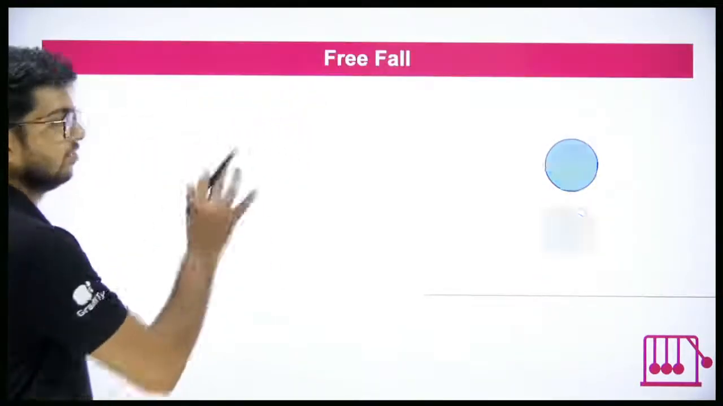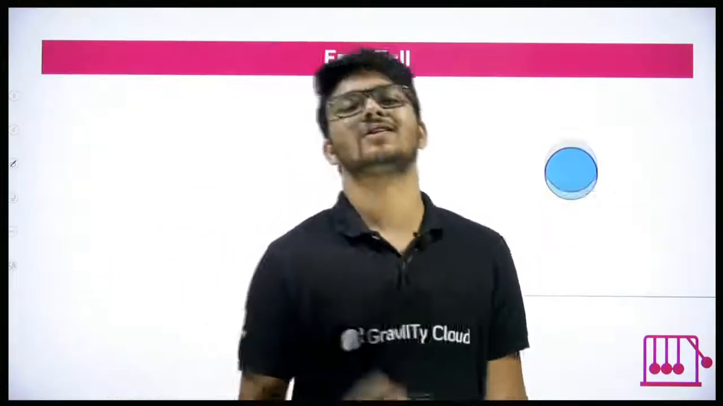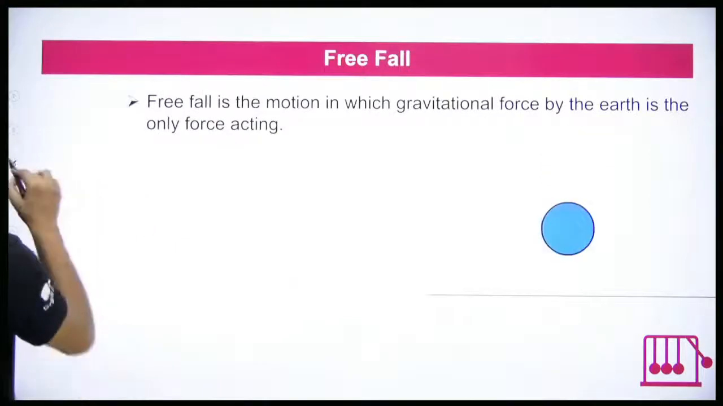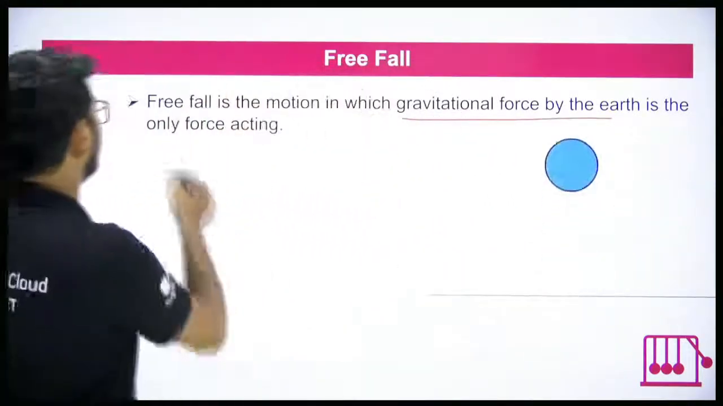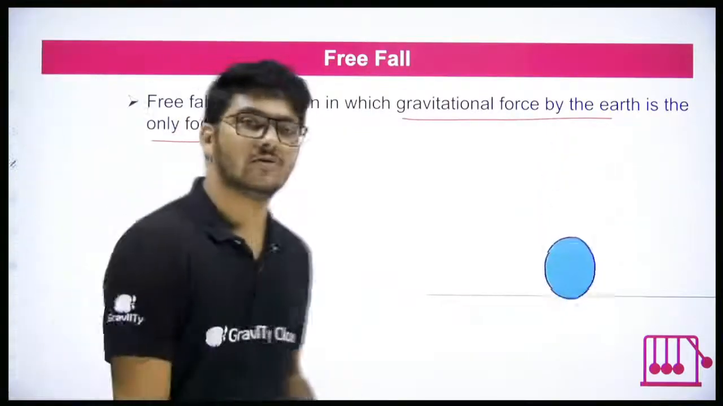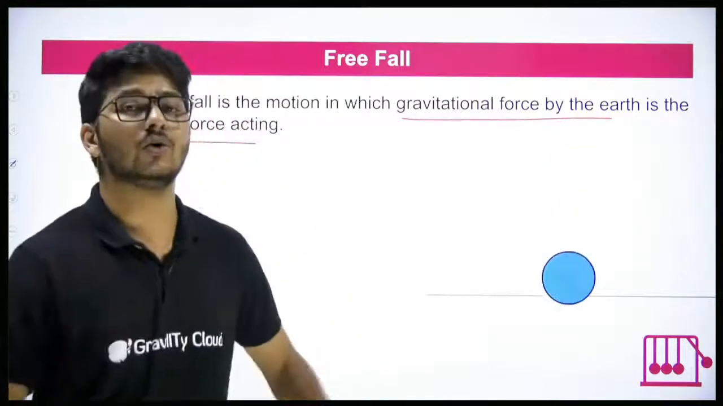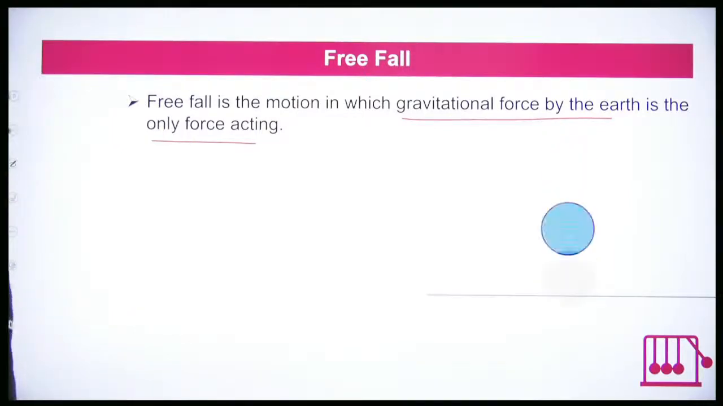Let us first of all revise whatever we have learned in the previous class. We learned about free fall. What is free fall? We looked into the definition of free fall, and we have watched 2 videos on free fall also. Free fall is the motion in which gravitational force by the earth is the only force acting. When I say only force acting, there is no wind, there is no friction due to air, nothing. No other force is acting, only gravitational force by the earth.